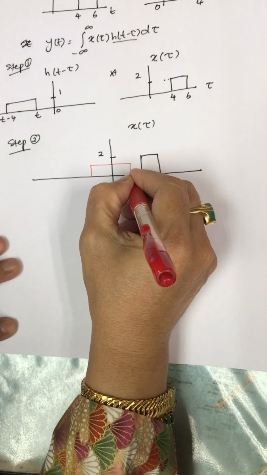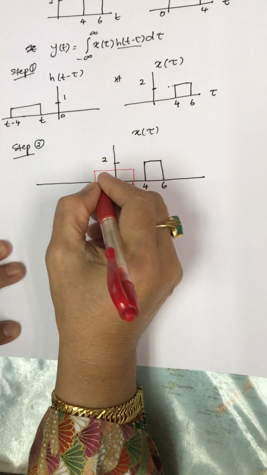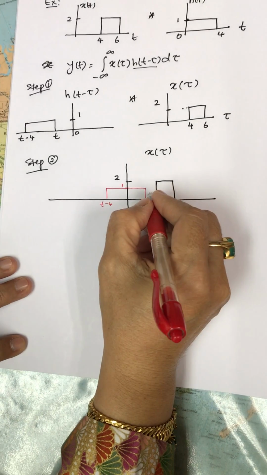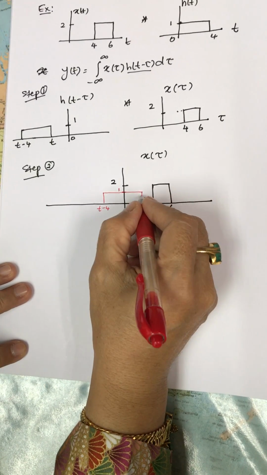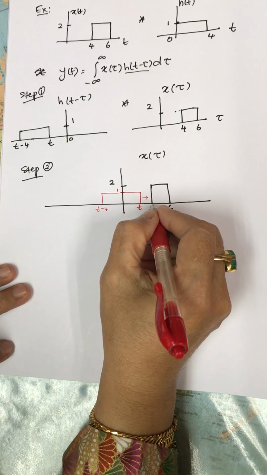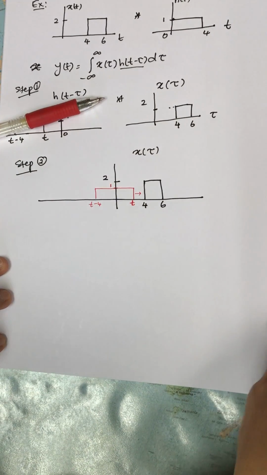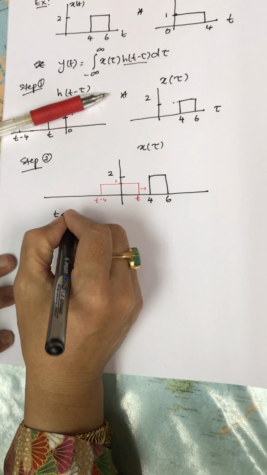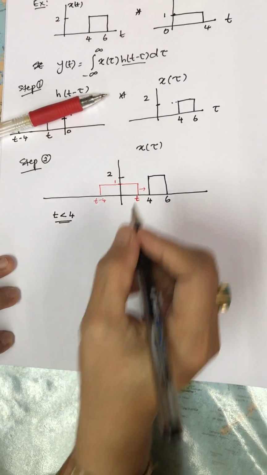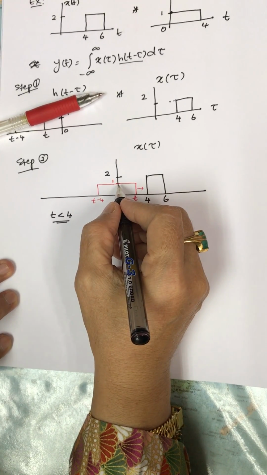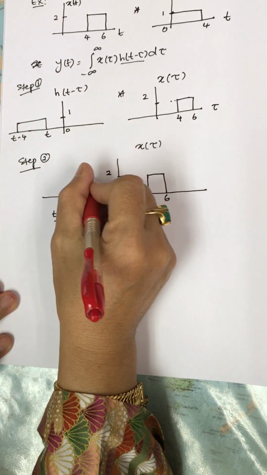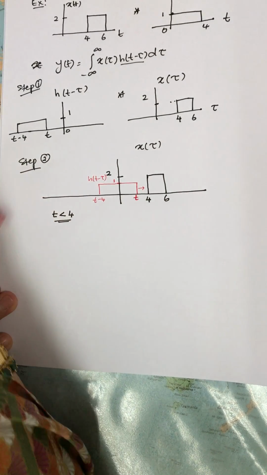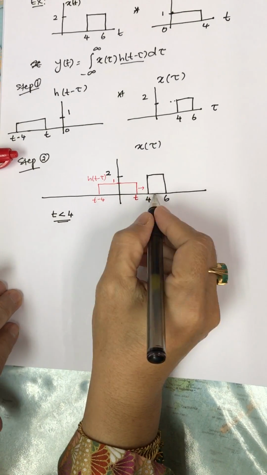So make sure the t is still there and t minus 4 is there. So the height or the amplitude is 1. So just before this edge overlaps with this 4. So that's the next step, which is step number 2, where your t is just before 4. Okay. When you multiply h of t minus tau and x of tau, you will get 0 because there's no overlapping.